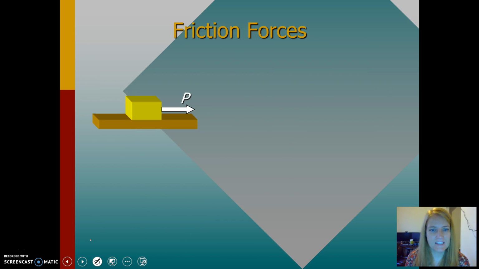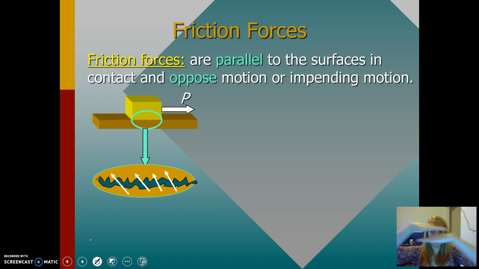So friction forces, the nitty-gritty. So friction forces are forces that are parallel to the surfaces in contact. So if I have two surfaces in contact, friction is going to work parallel, either to the left or right. So if I'm moving to the right, it's going to work to the left. If I'm moving to the left, it's going to work to the right. Okay, so do please write that. Friction forces are parallel to the surfaces in contact and oppose motion or impending motion. So if it's not moving, it's going to resist impending motion. So if you're trying to get it to move, if you're pushing on it and it's not moving yet, that's impending motion.